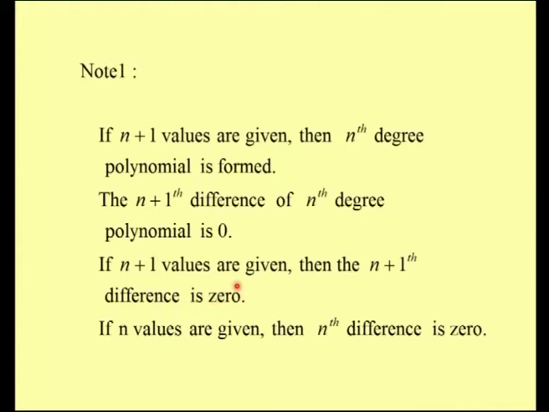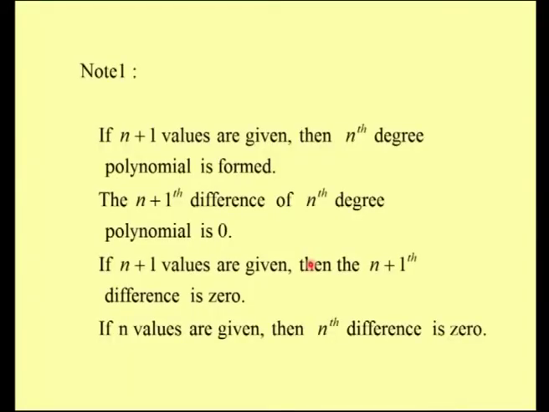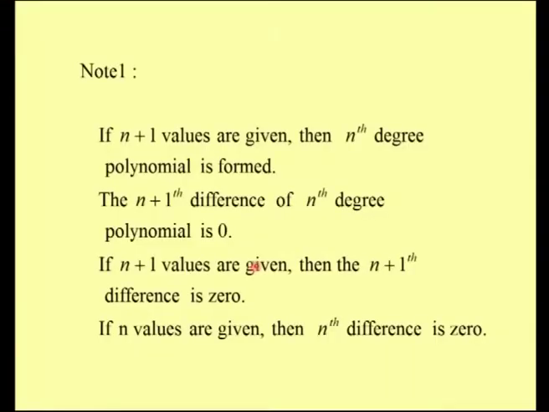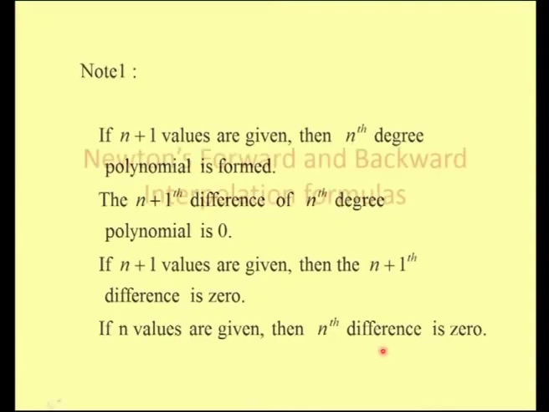We have seen that in a tabular column of 3 values, x0, x1, x2, we could find out the tabular column only up to del square. Afterwards it becomes 0. So, del cube of a set of 3 pairs of values will be 0. So, if n plus 1 values are given, then the n plus 1th difference is 0. So, if n values are given, the nth difference is 0. So, using this we are going to construct a polynomial in x.